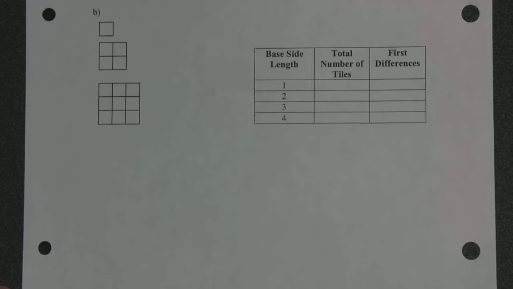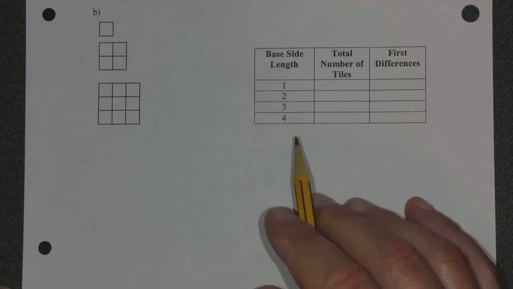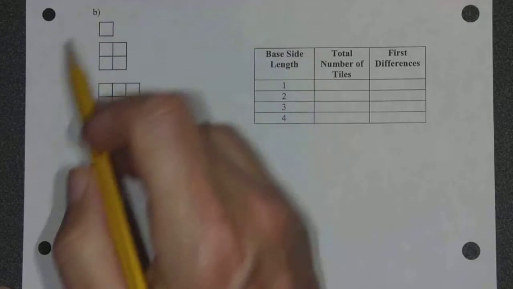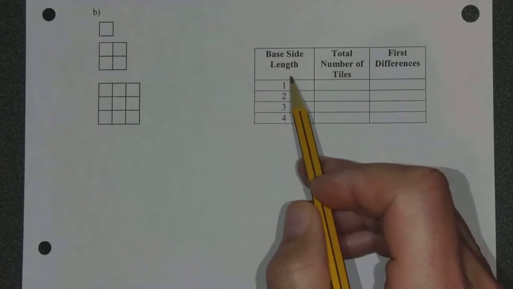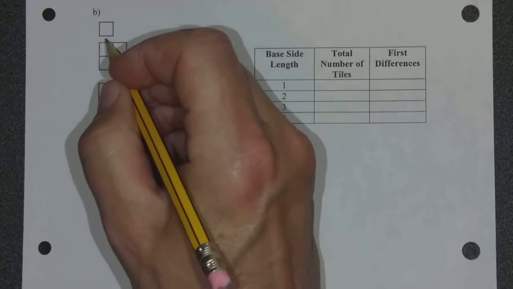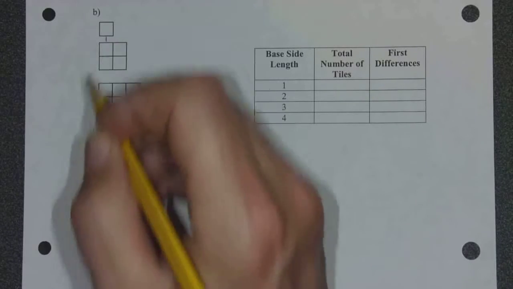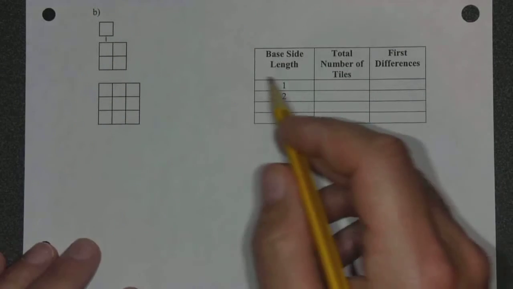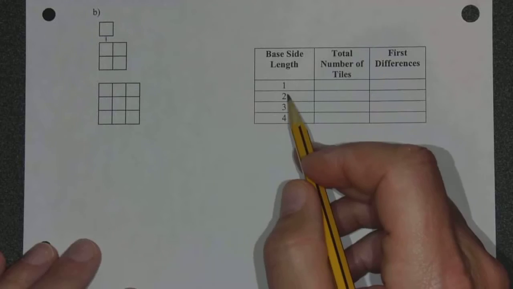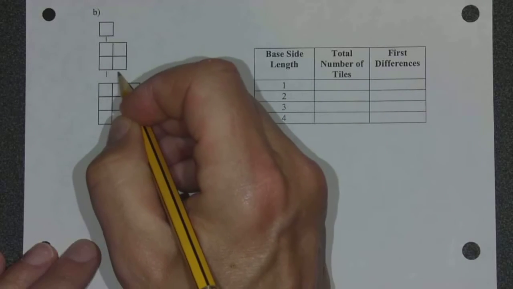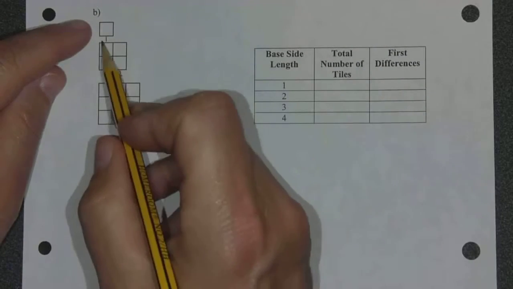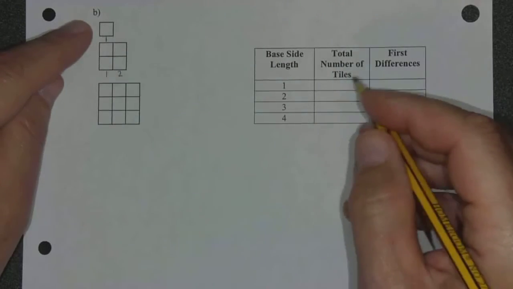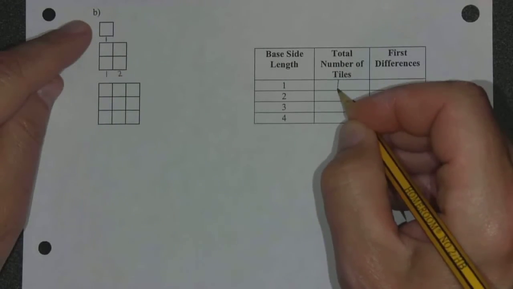Alright guys, last question for letter B on 5.5. Same type of idea. So you're given a base length of a square, so the base length is just 1. A base length of 2, well, let's go back to 1. So if there's a base length of 1, you have 1 tile.